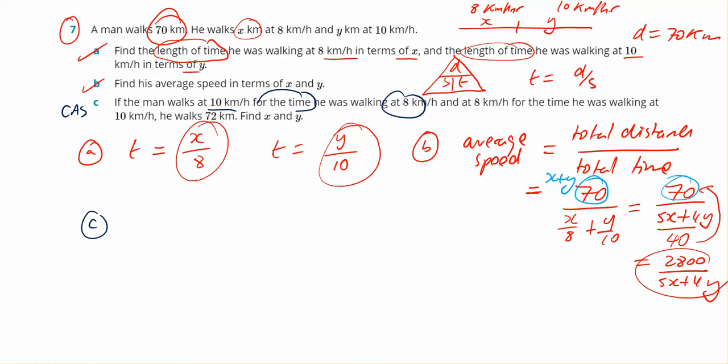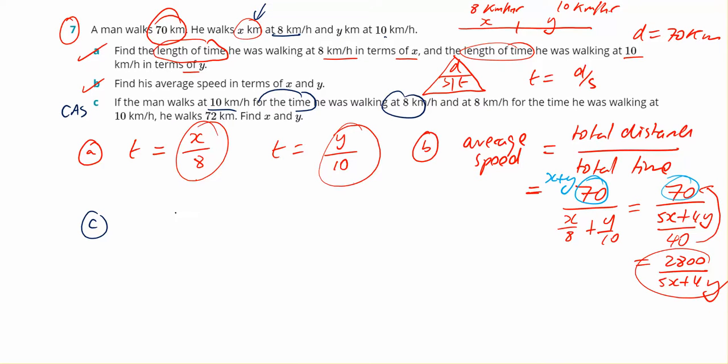Okay, so for the distance he was walking at x kilometers, he's now not walking at 8 kilometers per hour. He's walking at 10 kilometers per hour. So what that means is I will need to write an equation in terms of total distance. So we need to write a global distance equation. I know the total distance is 72 kilometers because that's the total distance traveled.